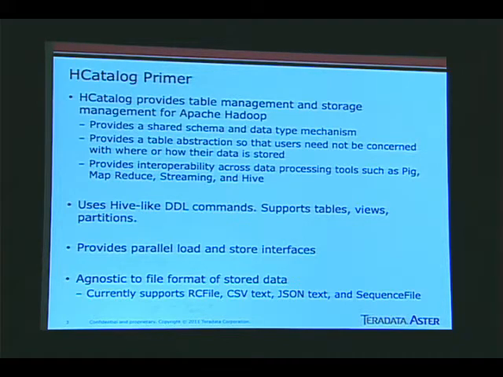So HCatalog is an Apache project which ships as part of HDP 1.0, and that presumably in the future will be in other distributions as well. And it provides a shared schema and data type mechanism for your data in HDFS. I highly recommend it. It's a really great project. It provides this table abstraction so that users don't have to worry about where their data is and how it's stored, the format it's stored in.